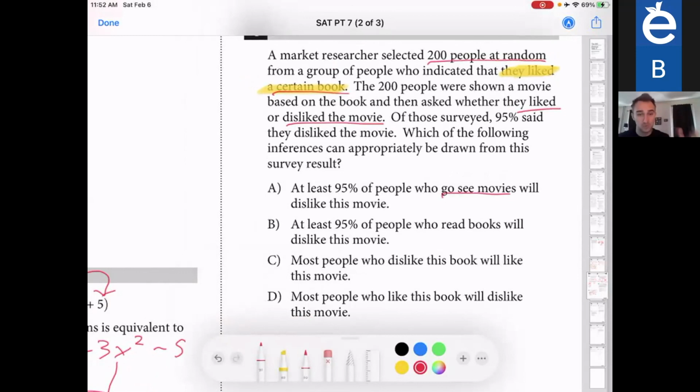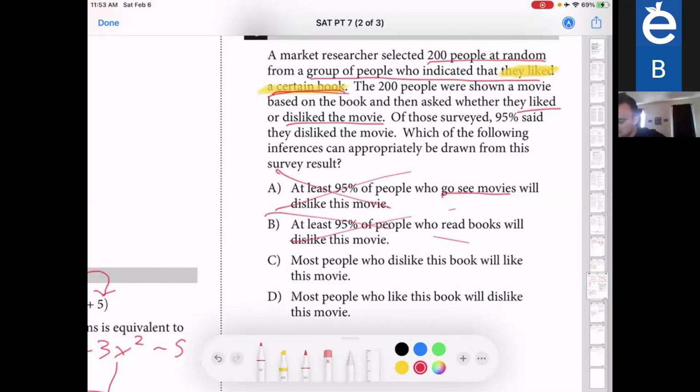No, we're talking about people who like this book, right? That's where we're pulling these people from. So no, that's not true. B, at least 95% of people who read books will dislike this movie. Once again, no, right? We just didn't take random people who read books. We took a group of people who indicated that they liked a specific book. So no, that's also not true.